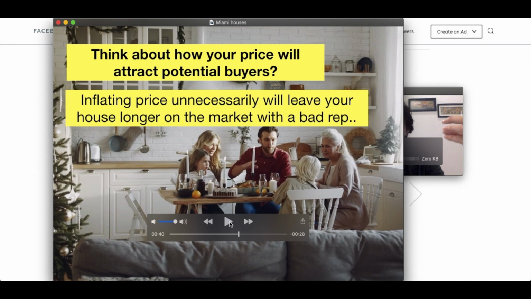Inflating the price unnecessarily will leave your house longer on the market with a bad rep. That's important. That's what most sellers do, try to get the most out of the market, but what they don't realize is it leaves a bad rep, and even at the true value of the house, it doesn't sell later just because of the bad rep that the house generates, because you're inflating prices unnecessarily and you have no idea how to sell a house and are just assuming things on your own. Maybe you saw something on Zillow, and you thought, hey, I can sell for more than those estimates. So we are again telling them, don't do this.